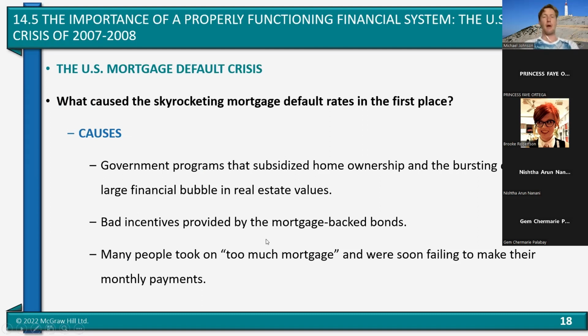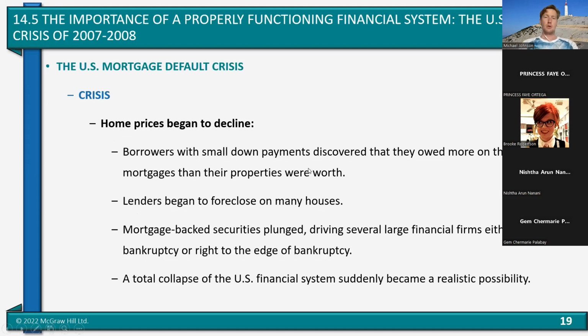So what caused the skyrocketing mortgage default rates in the first place? Bankruptcies, government programs that subsidized home ownership, the bursting of a large financial bubble in real estate values, and bad incentives provided by the mortgage-backed bonds. Many people took on too much mortgage and were soon failing to make their monthly payments. So home prices began to decline. Borrowers with small down payments discovered that they owed more on their mortgages than their properties were worth. Lenders began to foreclose on many houses. Mortgage-backed securities plunged, driving several large financial firms either into bankruptcy or right to the edge of bankruptcy. A true collapse of the U.S. financial system suddenly became a realistic possibility.